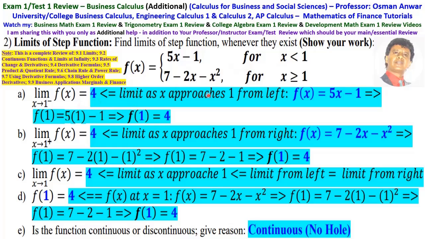So from the left it is f of x is 5x minus 1. That is f of 1 is 5 times 1 minus 1. F of 1 is 4. So that's from the left.